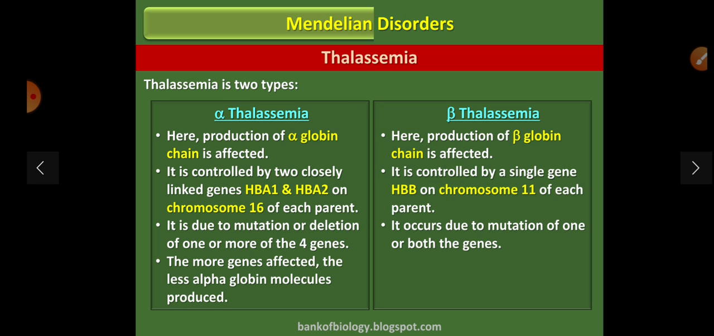Alpha thalassemia is due to mutation or deletion of one or more of the four genes, whereas beta thalassemia occurs due to mutation of one or both genes. In alpha thalassemia, the more genes affected, the fewer alpha globin molecules are produced.